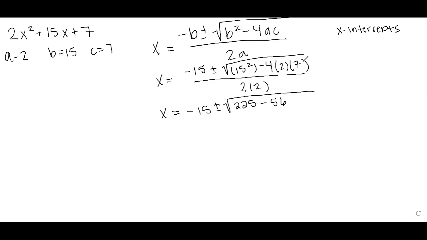To say what I just did again, I did 15 squared, which was 225. And then I went ahead and multiplied all these numbers. So negative 4 times 2 is negative 8. Negative 8 times 7 is negative 56. So that's why it's minus 56. All divided by what? 4.